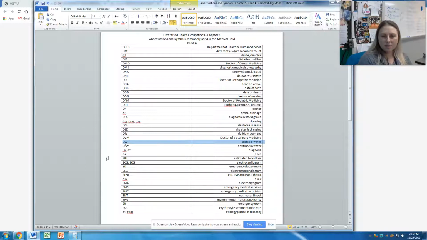DW, both capital. This is distilled water. Distilled water has nothing else in it but water. Okay, so they take water and they boil it, and the steam that comes off, they catch it and conglomerate it, and that's your distilled water. Like, it doesn't have any particulates, right?